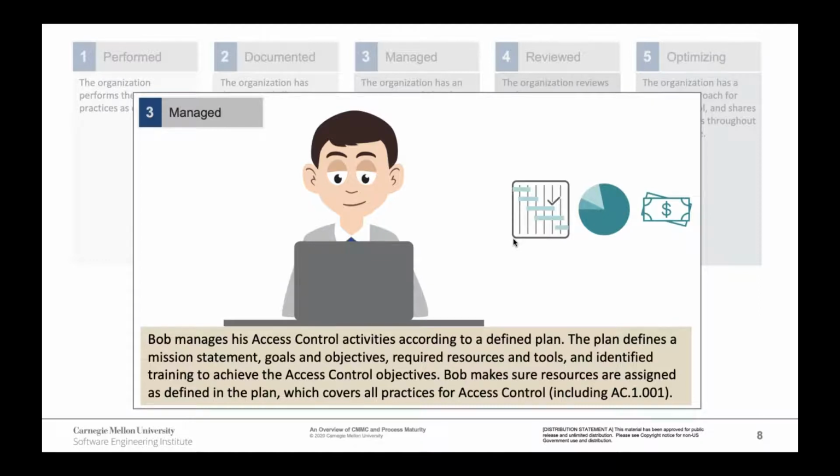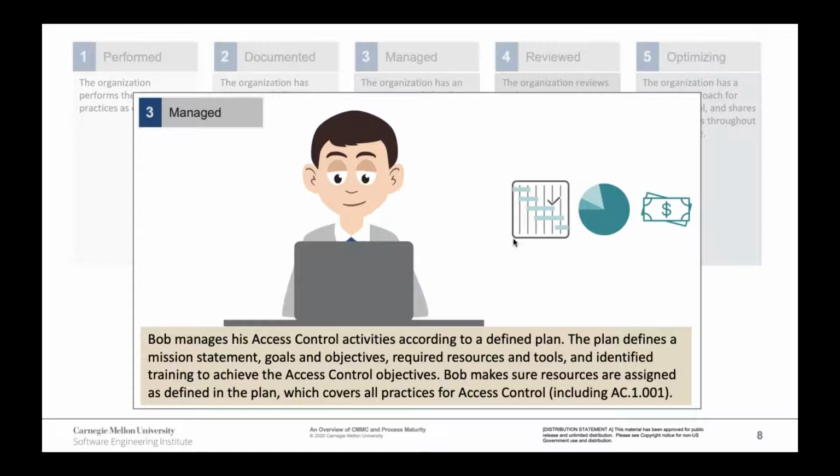This plan should talk about the goals and objectives, as well as the resources required to carry out access control activities. So when we talk about resources, we're obviously talking about funding and people, but we also include the tools and the required training to carry out these access control activities. At level 3, in addition to just defining the resources, Bob must also demonstrate that his access control activities are resourced as defined in the plan. So in other words, Bob needs to show that he has what he needs to get his job done.